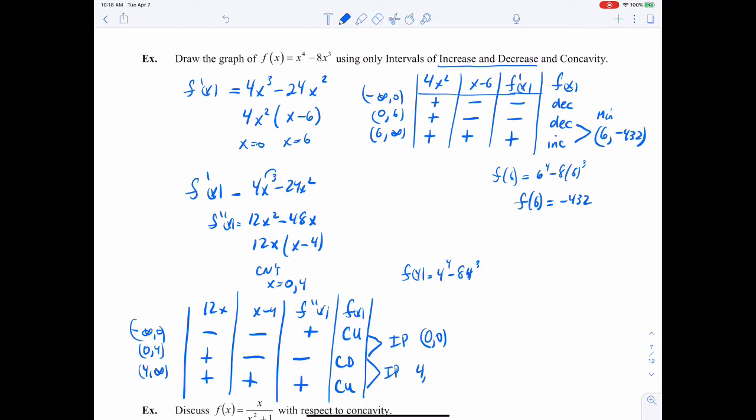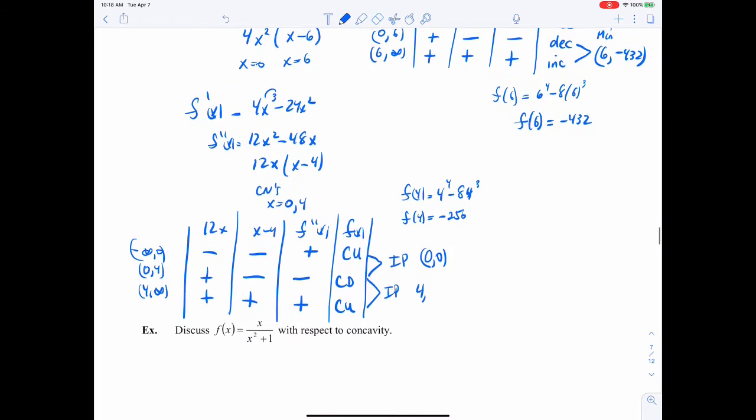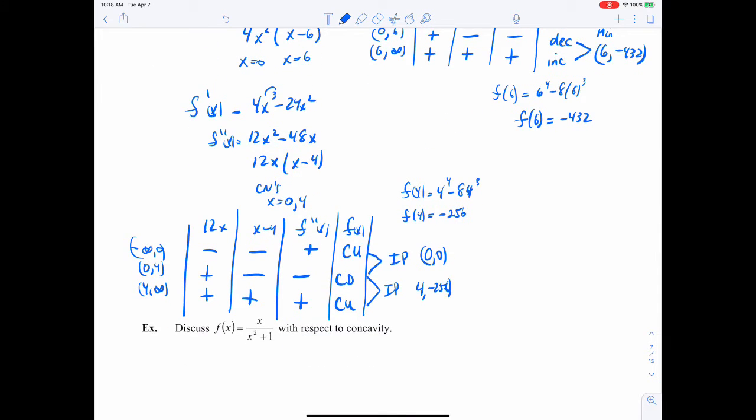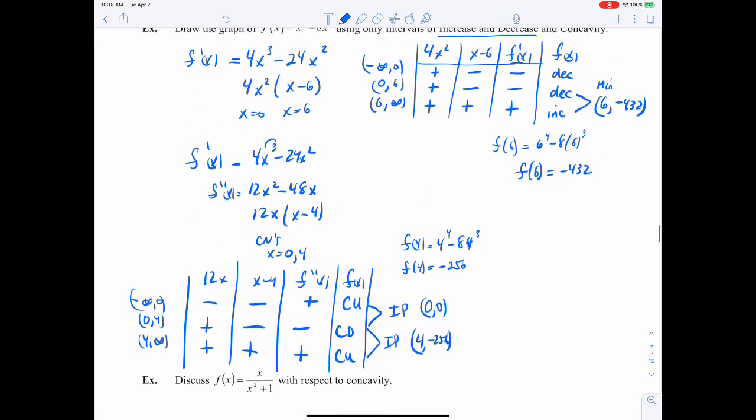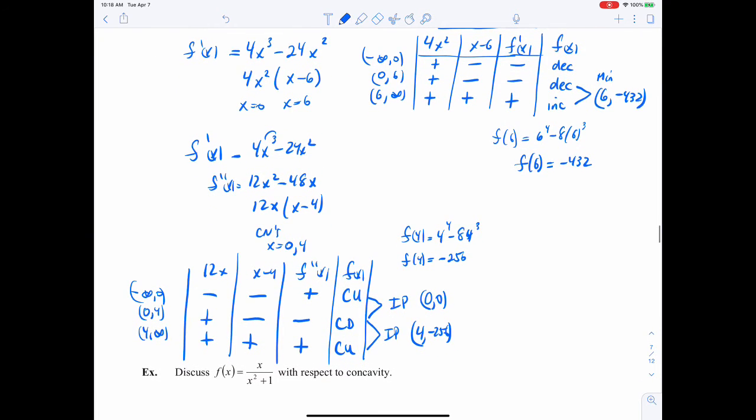So when I plug that one in, it's going to give me negative f of 4 equals negative 256. Okay, so we have negative 256. Now, can we draw this with this evidence? Okay, so we know we have an inflection point here at 0, 0. That's going to be an inflection point.